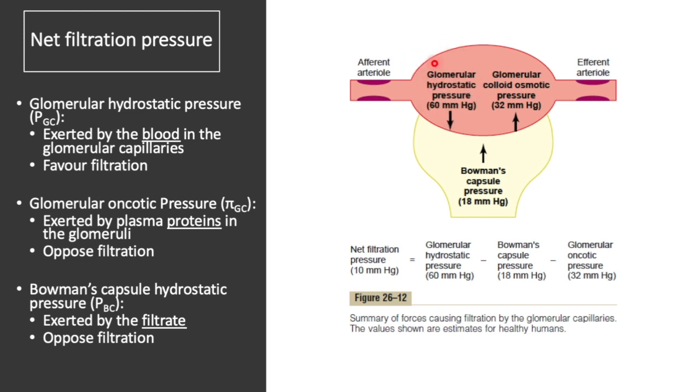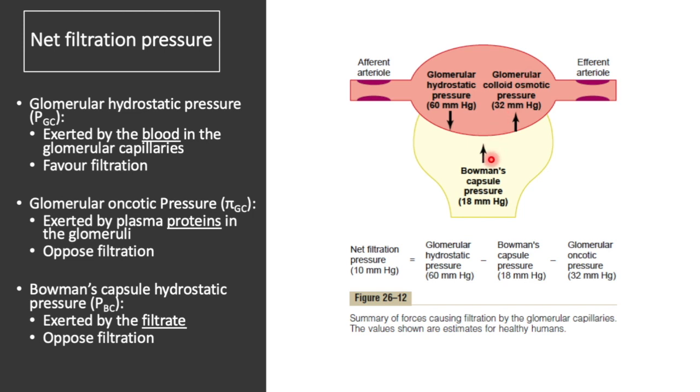This pressure favors filtration. Notice that the arrow from the glomerulus is directed into the Bowman's capsule, meaning that it favors filtration. Another factor is glomerular oncotic pressure. This is exerted by plasma proteins in the glomeruli, and this pressure opposes filtration, meaning if the oncotic pressure is high, GFR will be low.